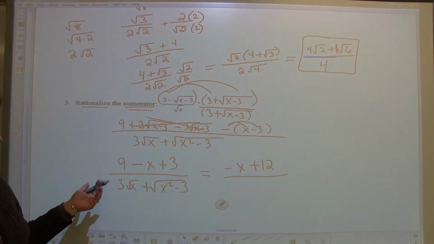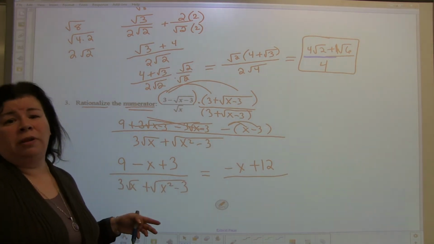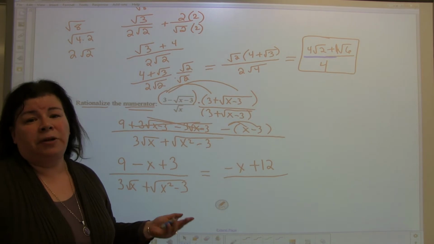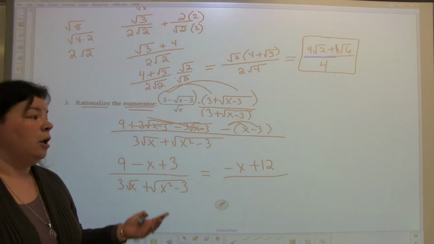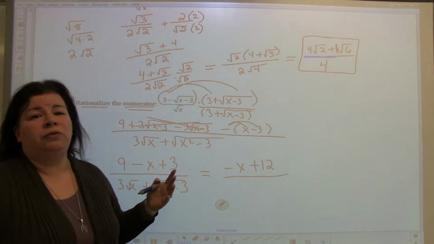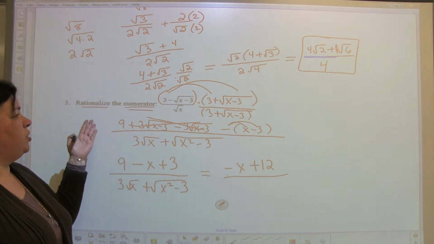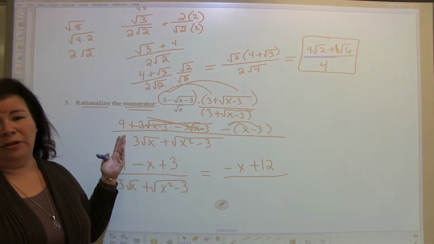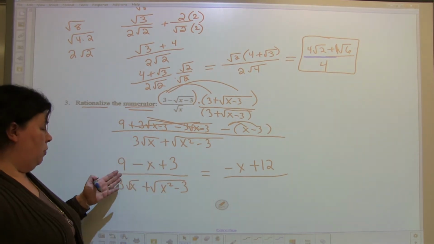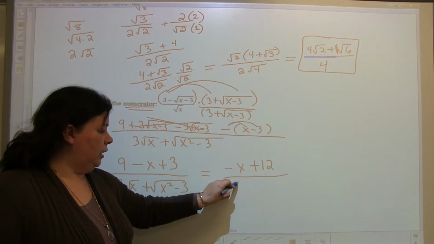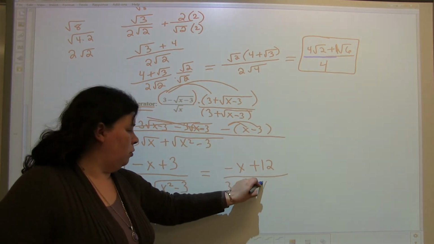Now, this is where I was saying, normally we would rationalize our denominator so we don't have any radicals left over. But this wasn't asking you to simplify. It was just saying do the process of rationalizing the numerator only. So in this case, we're going to leave our denominator alone.